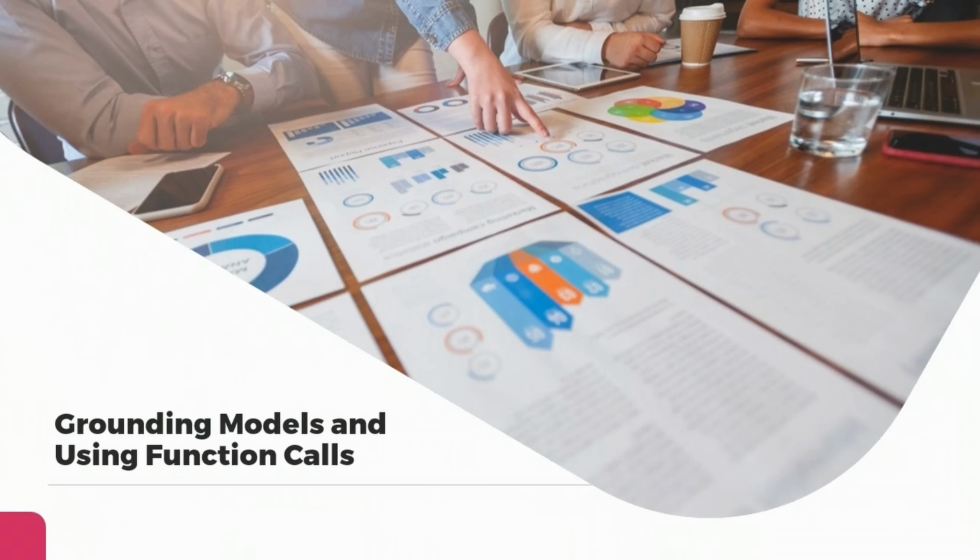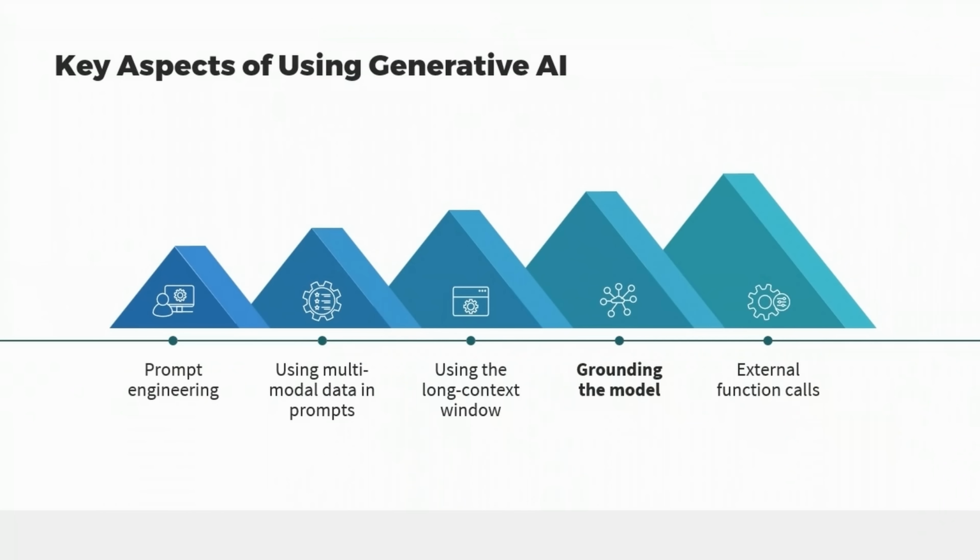Let's discuss some other bits of useful functionality when you work with text generation models, grounding models, and using function calls. Now, this you can think of as an introduction to what it means to ground a model. We'll talk about grounding and how it compares with retrieval augmented generation and fine tuning once again later on in this learning path.